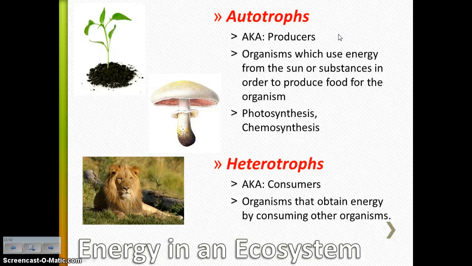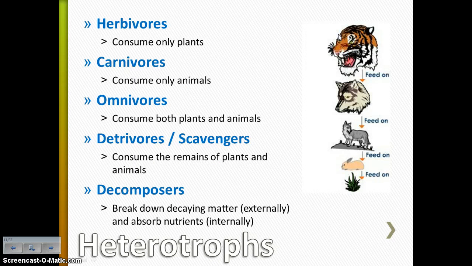A heterotroph is also known as a consumer. That's what we are. They have to obtain energy by consuming other organisms. And there are different types of heterotrophs. You've heard this before. Herbivores eat plants, carnivores eat animals, omnivores, this is what we are. We eat both plants and animals. You have things like detritivores and scavengers that eat the remains or decaying portion of plants and animals. Then you have decomposers, which are slightly different because they break down the decaying matter externally and then absorb the nutrients internally, whereas scavengers do everything internally.